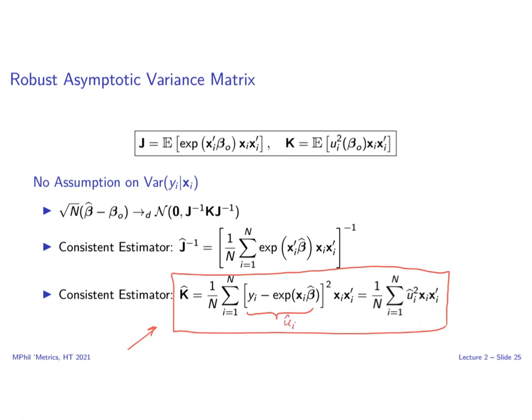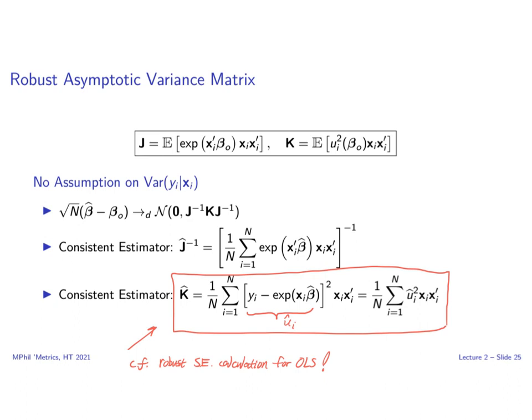And this should look relatively familiar to you. This is almost exactly the same way that we estimate a robust asymptotic variance-covariance matrix for ordinary least squares. So we are simply substituting the sample residuals here for the population versions, u of beta naught, and we're doing that by substituting our maximum likelihood estimator beta hat for the pseudo-true parameter value beta naught.